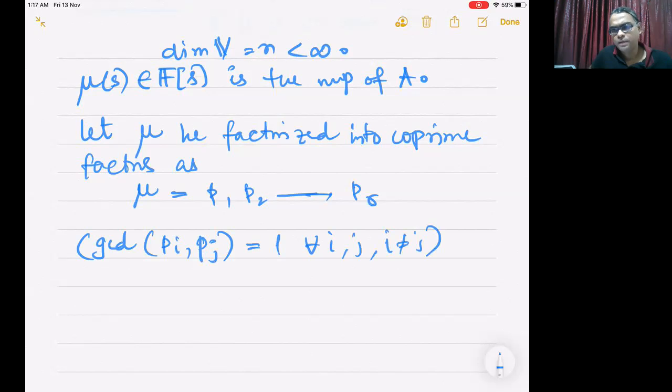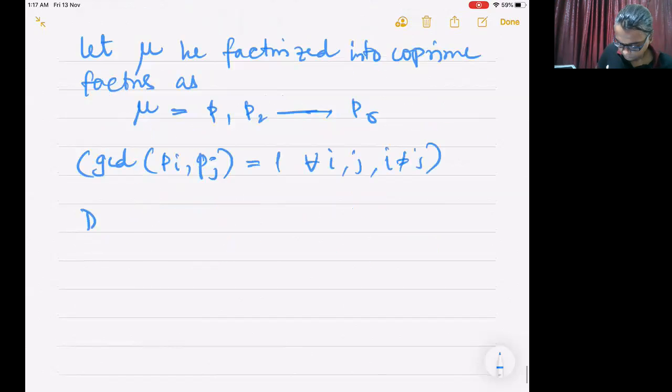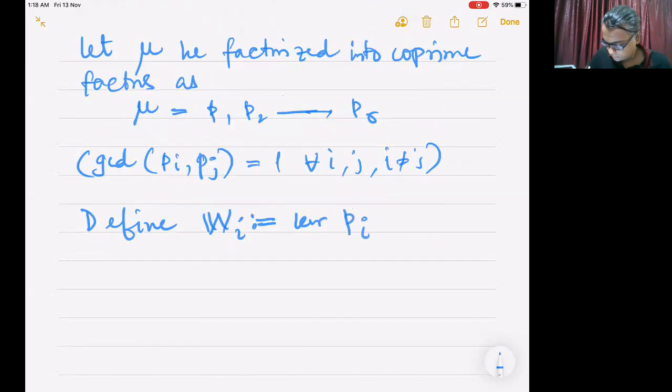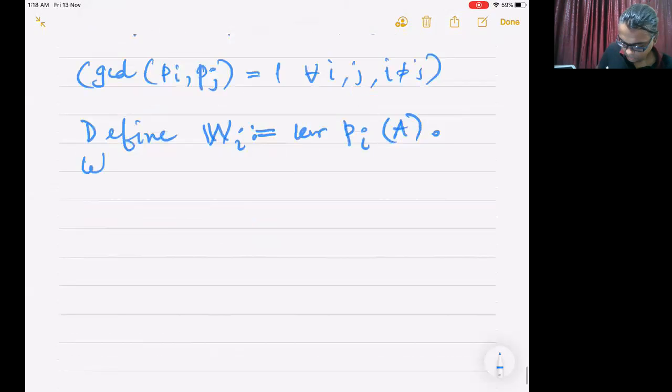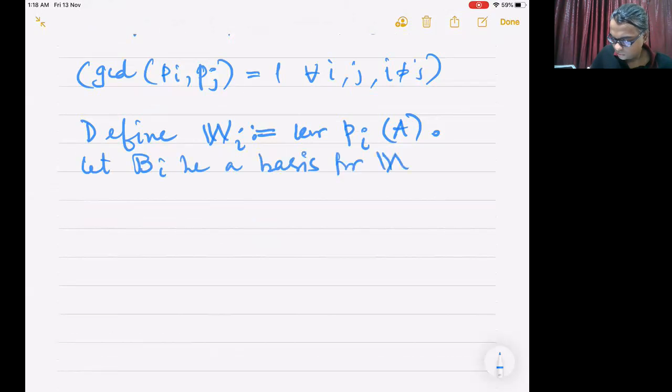So pairwise co-prime factors P1 up to PR like this. Define Wi to be the kernel of Pi. Okay, let Bi be a basis for Wi, then A's representation in this space Wi.